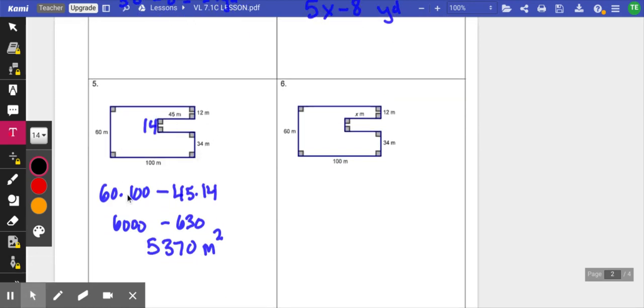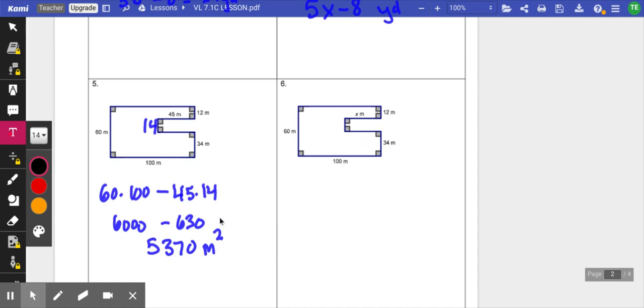Okay, number 5, I surrounded and subtracted again. I made the whole thing 60 by 100. I wanted to take off this little part here. I had to figure out, all right, 34 plus 12 plus what gets me 60. That was 14, so this was 14 by 45. So I subtracted that part off. 6,000 minus 630 is 5,370 meters squared.